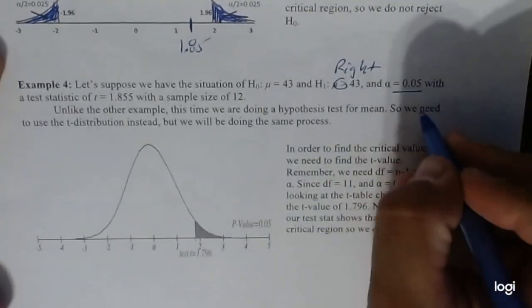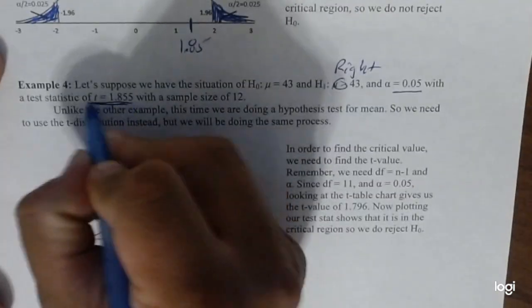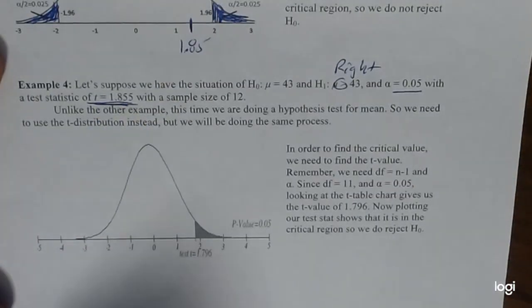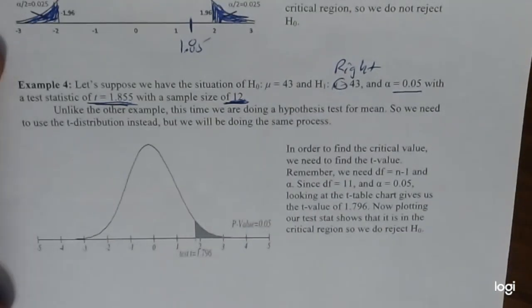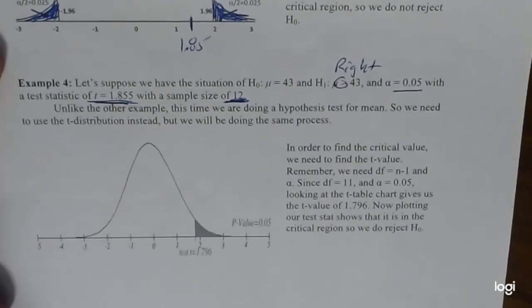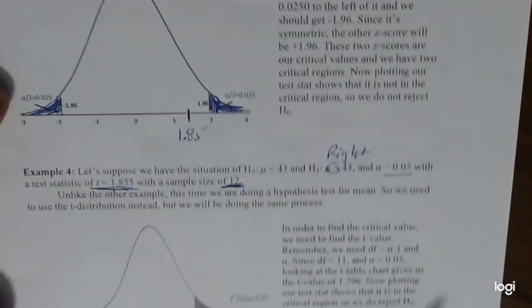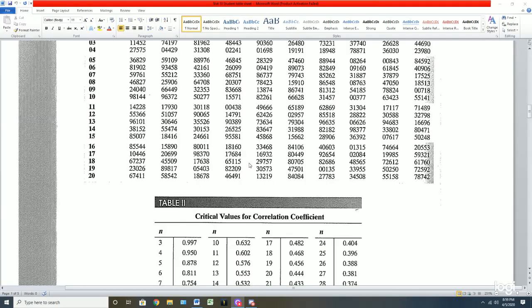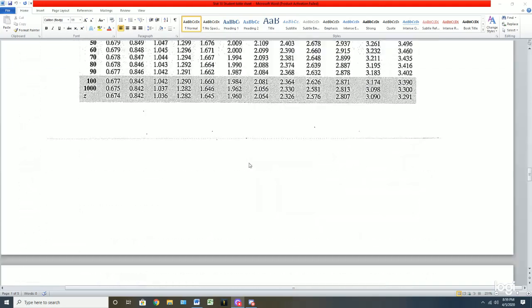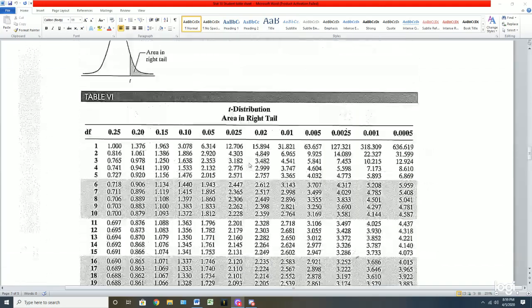Okay, they give us alpha. Now they also give us a test stat of 1.855 and a sample size of 12. Same thing, we want to find the critical value and see if we reject or do not reject. Now the problem is, unlike over here where we can just go to our table, if you look at this t-values table, there is no bottom row for this. So we actually have to do this manually.